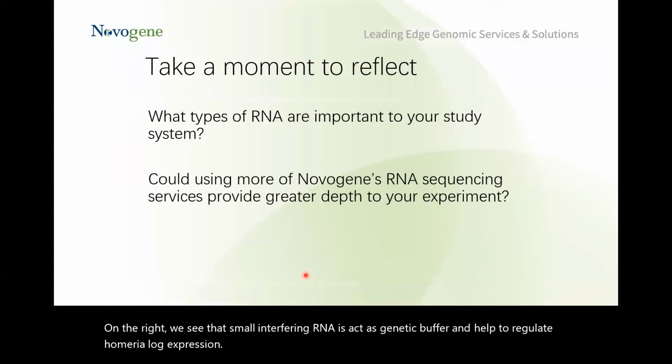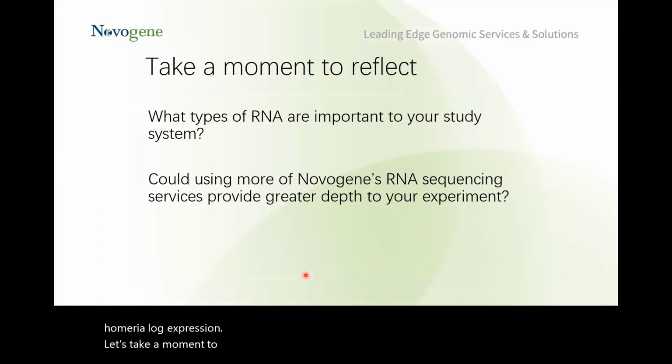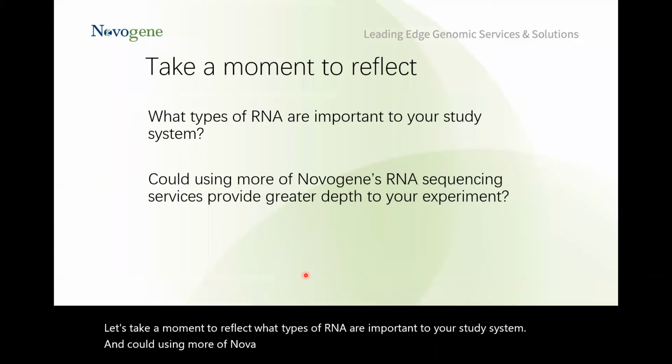Let's take a moment to reflect. What types of RNA are important to your study system? And could using more of Novogene's RNA sequencing services provide greater depth to your experiment?